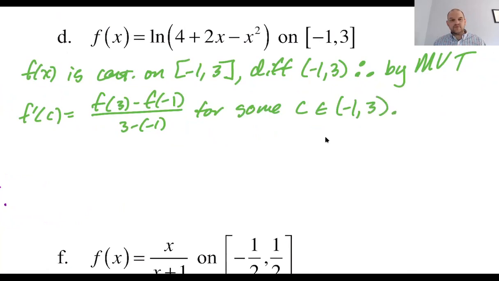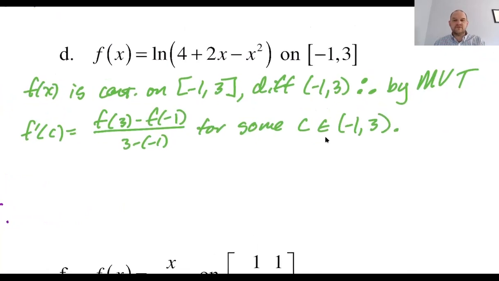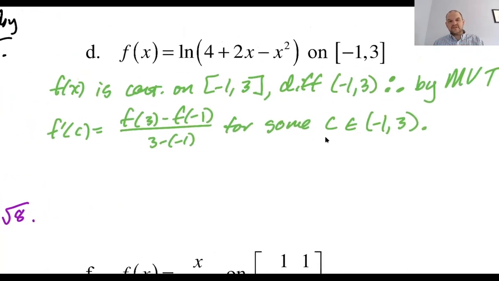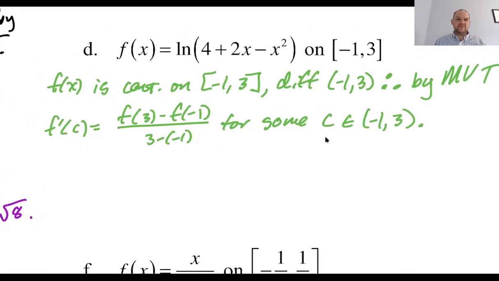But this is definitely true, right? The function is continuous on the closed interval, differentiable on the open interval. Therefore, the mean value theorem applies. It guarantees that the slope of the tangent line, f prime of c, is equal to the slope of the secant line, f of 3 minus f of negative 1 over 3 minus negative 1, for some c between negative 1 and 3. And you're good.